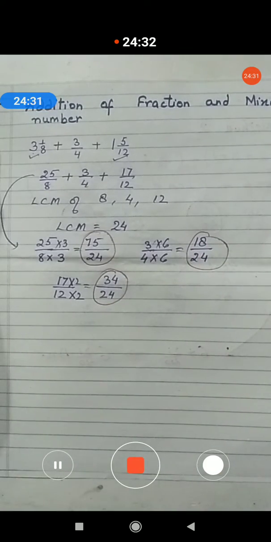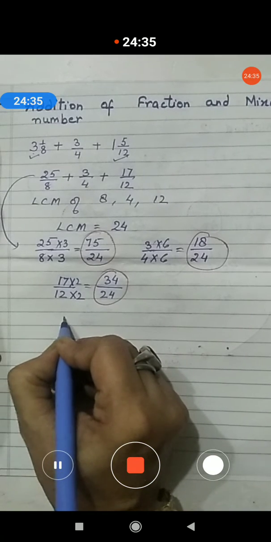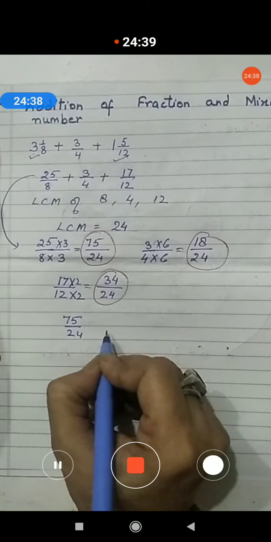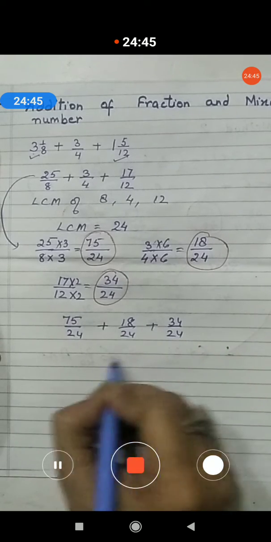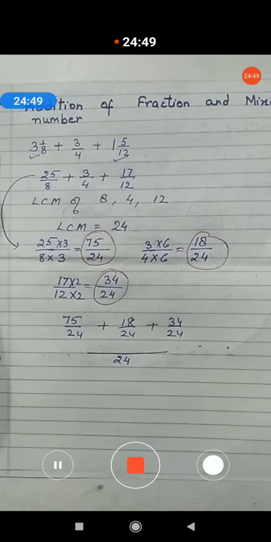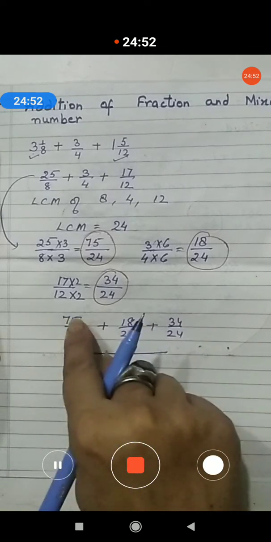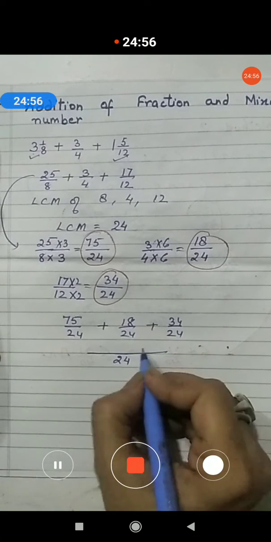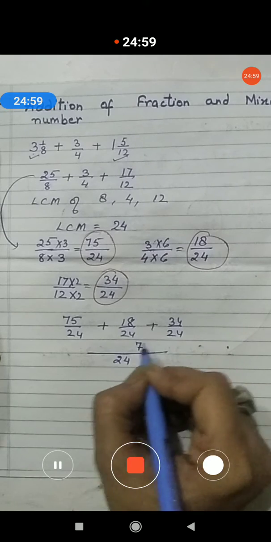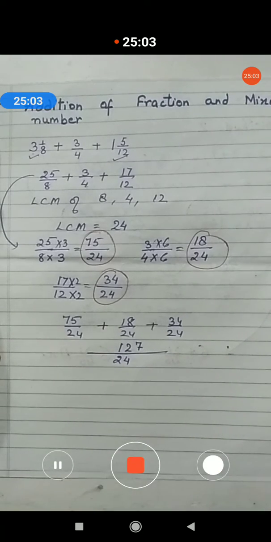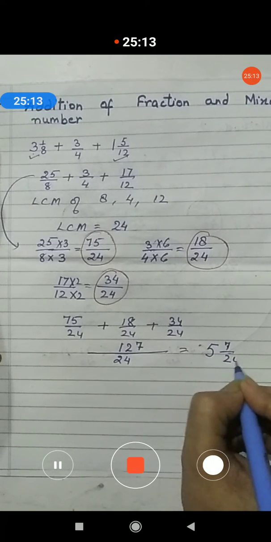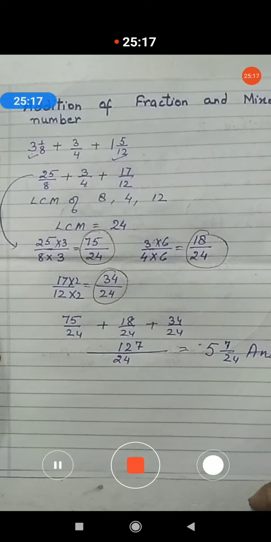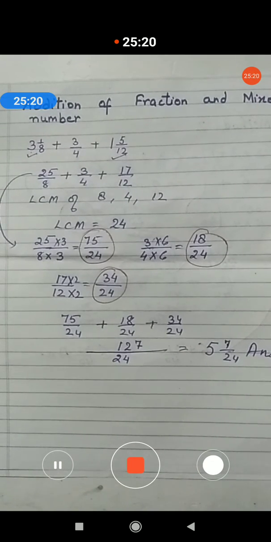upon 24. So we are going to add them. So 75 upon 24 plus 18 upon 24 plus 34 upon 24. So we'll take this as 24. Now beta, if I am to add that, it's coming 127. Now this value is large, so we will change into mixed fraction and your answer will be 5 7 upon 24. Hope so this is clear to everybody and no problem is there.